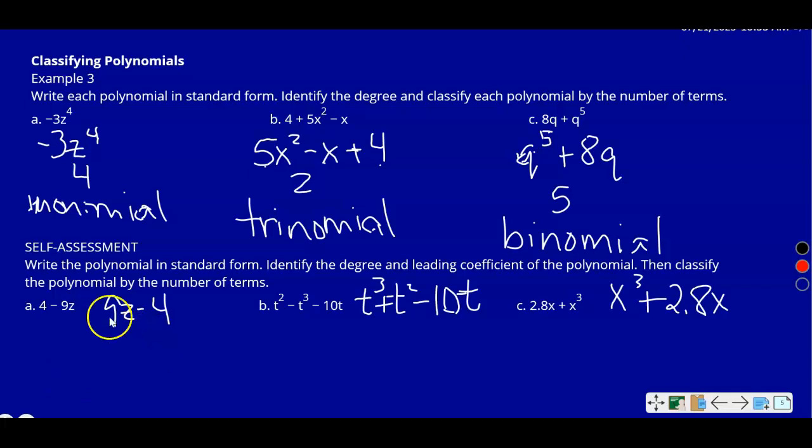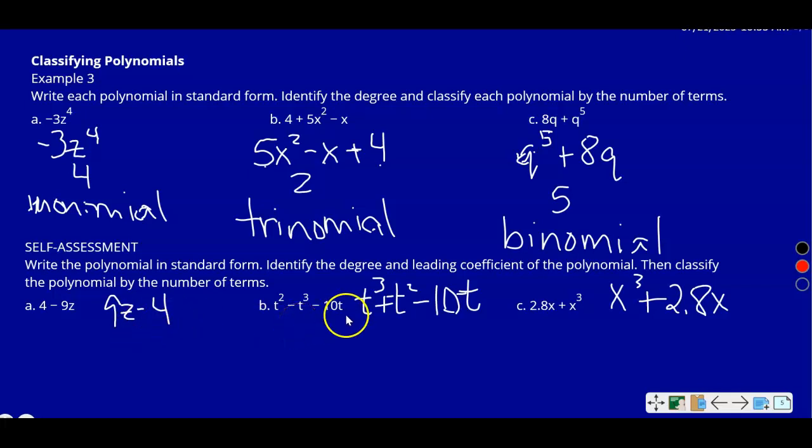All right, let's see how you did. All right, A part, 9z minus 4. That puts it in standard form. The degree is 1 because z would be assumed to have an exponent of 1. The leading coefficient is 9. And to classify it, it would be a binomial because there are 1, 2 terms.